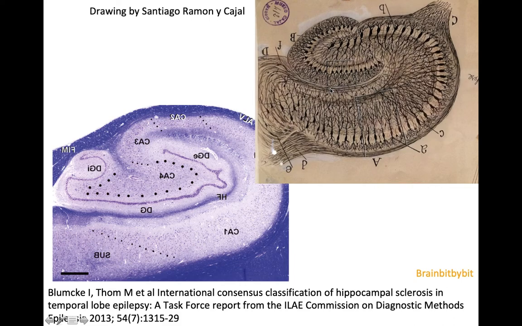This is a very beautiful drawing from Cajal, where you can see the hippocampal fissure that disappears, and you can see how the dentate gyrus folds around Ammon's horn. And this is a microscopic specimen where you again can see the dentate gyrus folding around Ammon's horn, and Ammon's horn is subdivided into 4 subfields depending on the cell types.